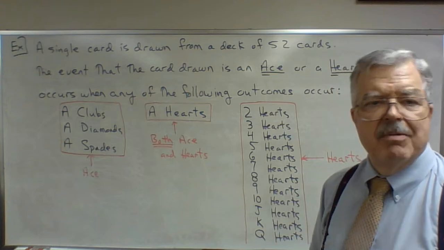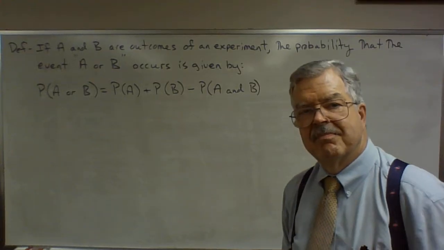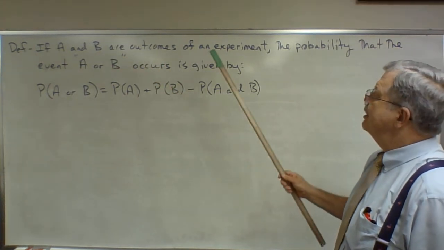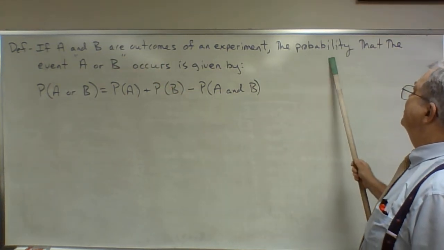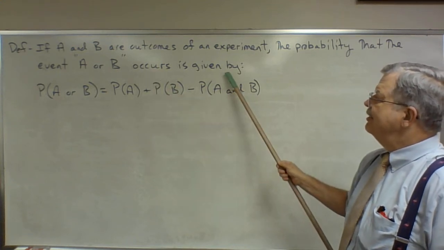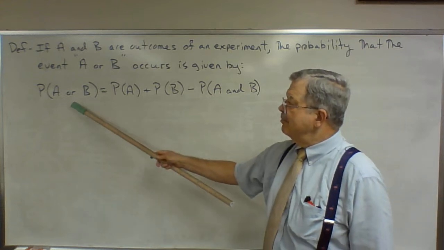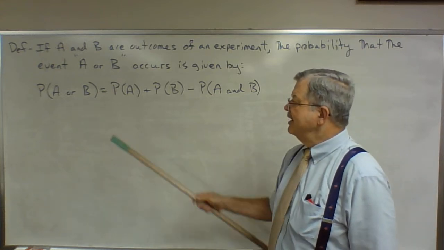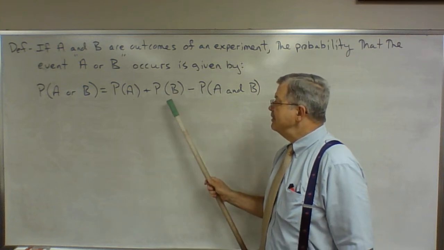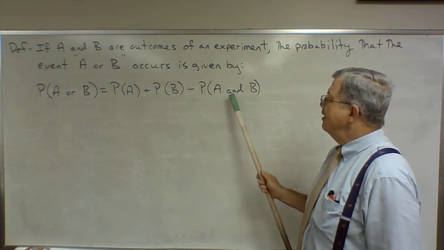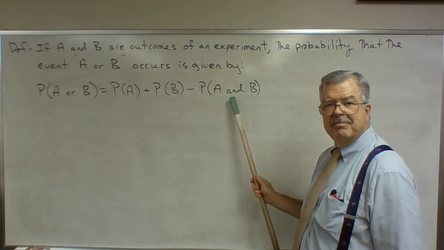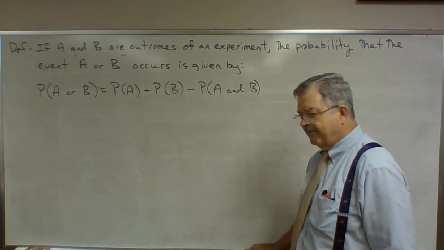Now let's look at the probability for this. If A and B are outcomes of an experiment, then the probability that the event A or B occurs is given by: the probability of A or B equals the probability that A occurs plus the probability that B occurs minus the probability that both A and B occur.